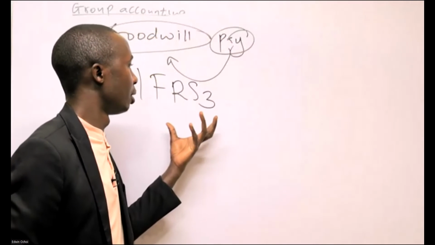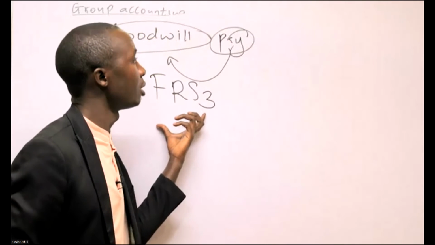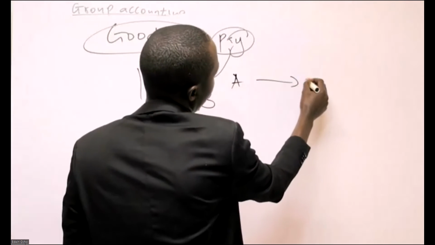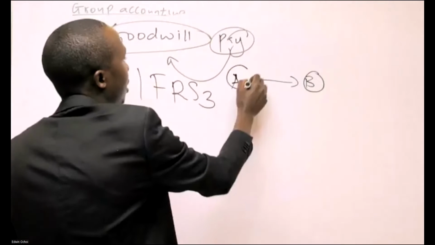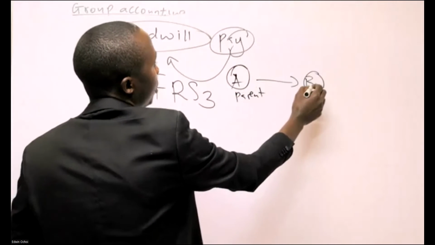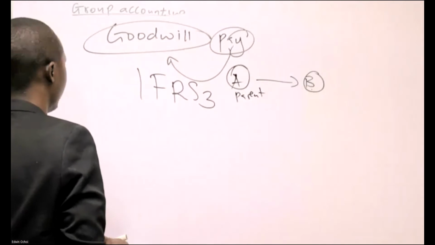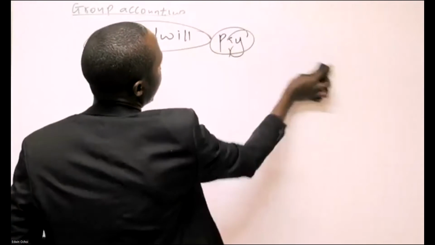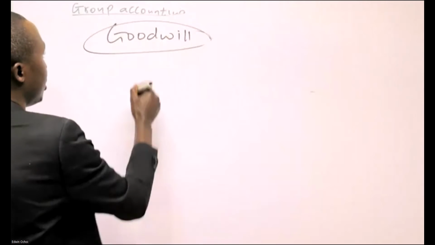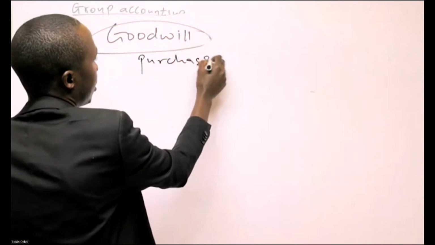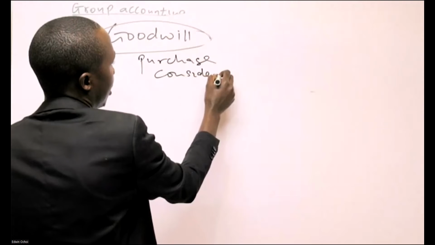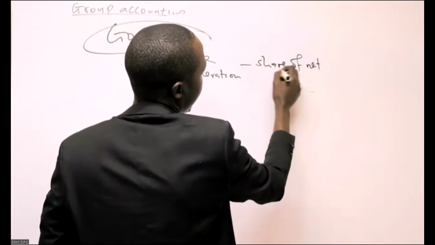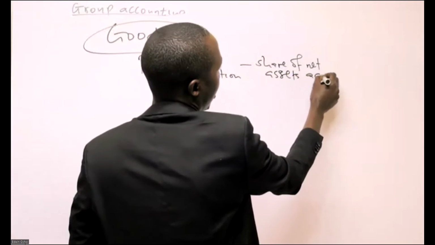So how do you check for this? Theoretically, in consolidation, when you are told, for example, A acquired B, remember that the parent will be computing the goodwill of B. It has to check the goodwill of B. How do you go about it? We have to take the purchase consideration. We always take the purchase consideration. We minus the share of net assets acquired.